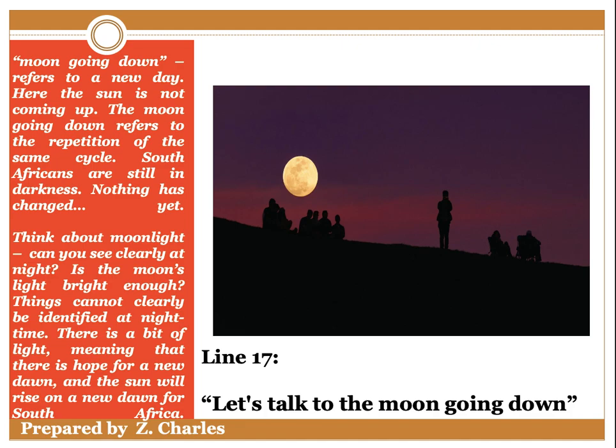Check the picture there. Moon going down. Now that's a nice image there. When the moon goes down, the sun must come up. And when the sun comes up, that refers to a brand new day. But here, the speaker doesn't say, let's talk to the sun rising. Now we must talk to the moon as the moon goes down. It's kind of referring to that same cycle of a day ending. Moon going down and sun coming up is one and the same, but there's obviously a distinct difference here.